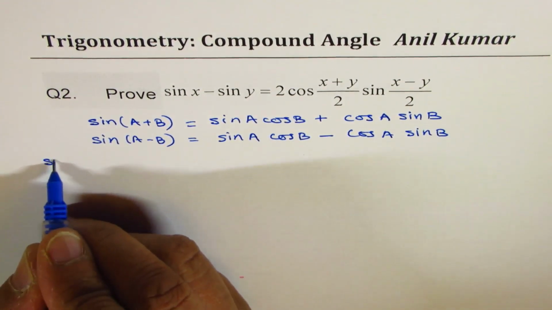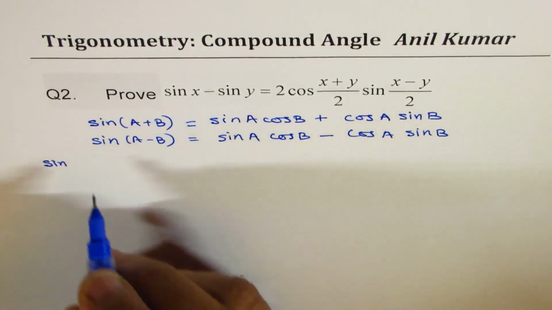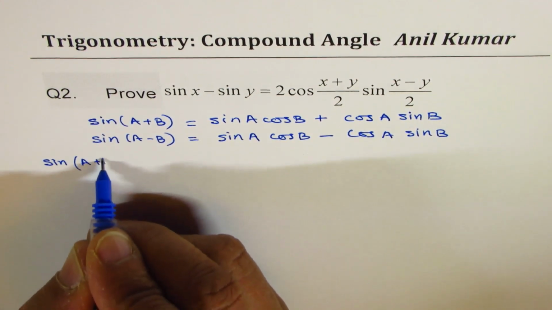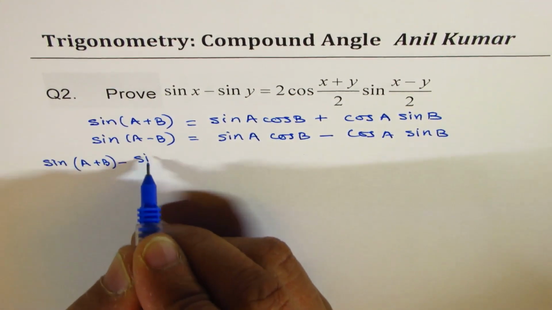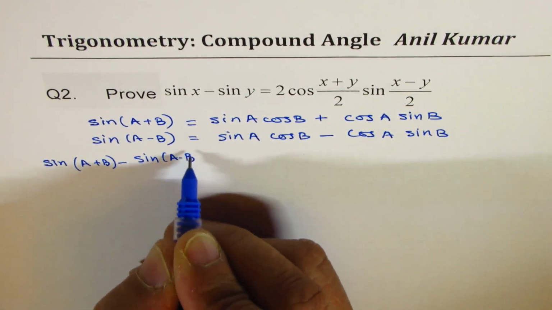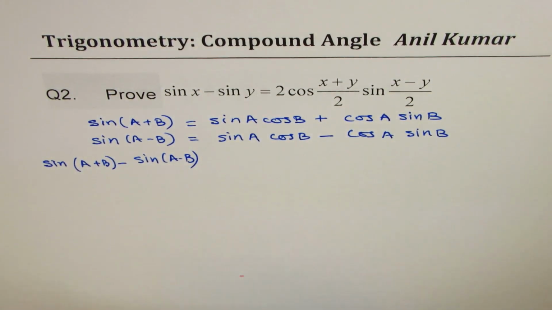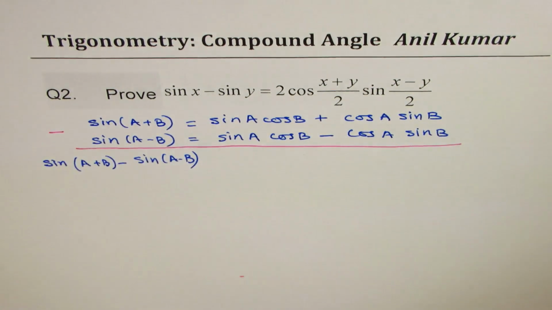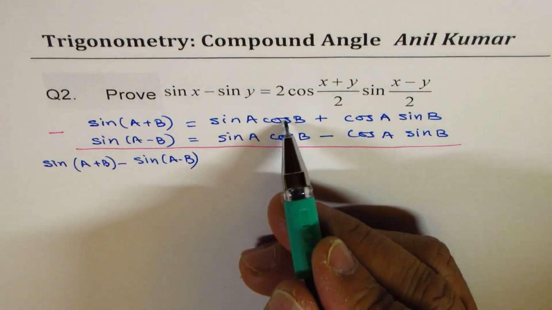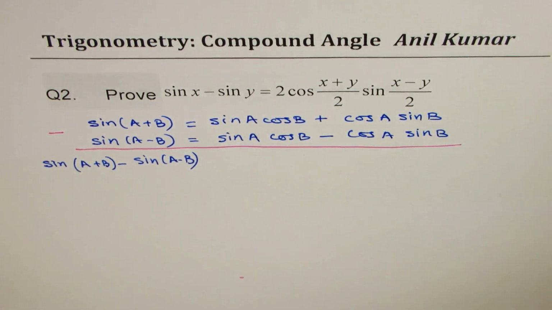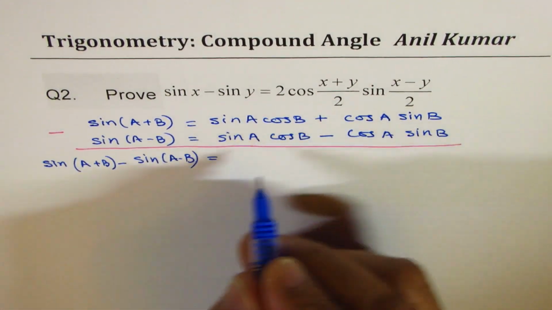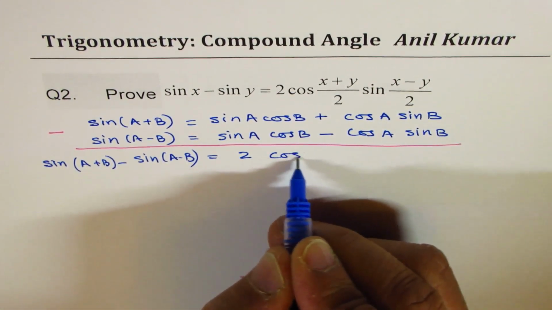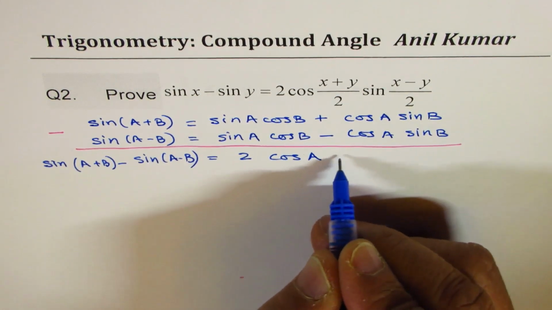Now if I do sin, we want minus in between, right? So sin(A plus B) minus sin(A minus B). That is to say, we are considering these two equations and just doing minus here, right? In that case, these two terms will cancel off, and what we will finally get is twice cos A sin B.